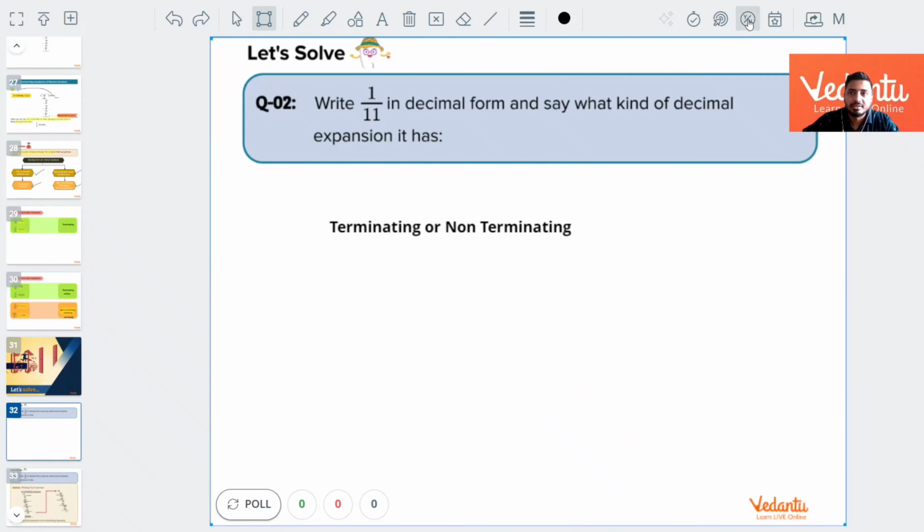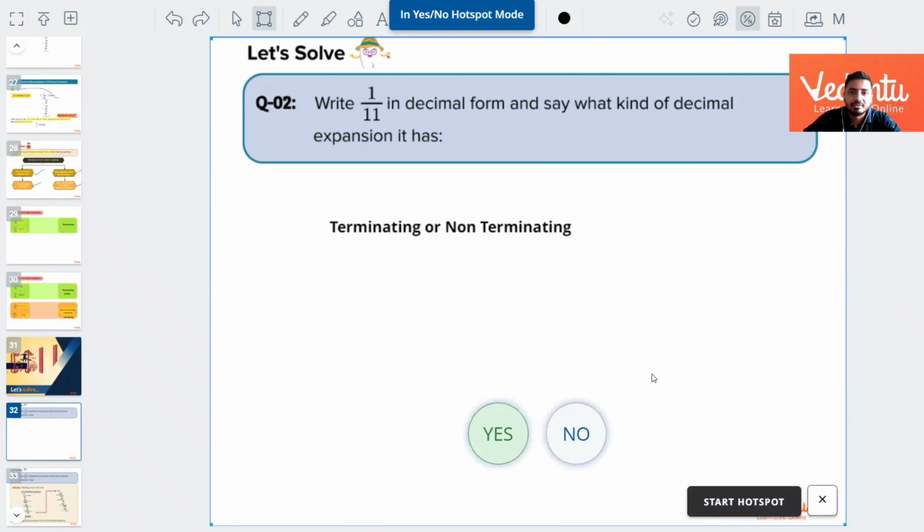Just tell me, have you solved or not? Okay, I'm starting the hotspot. Take your time. No need to write in the chat box. Just solve and tell me yes or no. I'm ending the hotspot in 10, 9, 8, 7, 6, 5, 4, 3, 2, 1. Here we go.